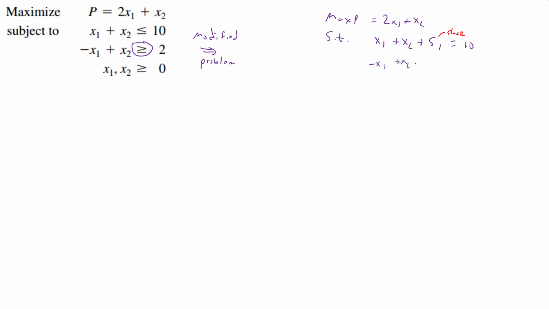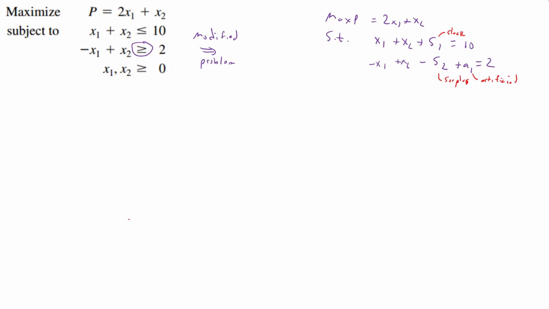Now I'm going to have to subtract off a surplus, but then I'm going to add in an artificial variable. So I'm going to subtract off an S2. I can't call it S1 because now it's S2, but I'm going to add in that artificial variable, and that's going to be that. So now we've added in two more things. We've added in this one, which is going to be our surplus, and this is artificial.